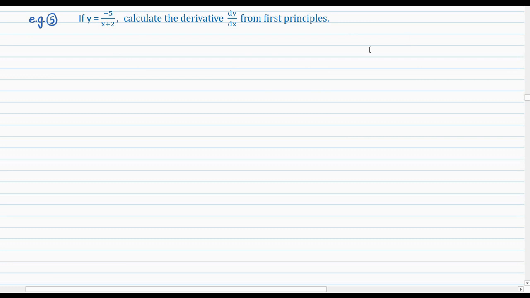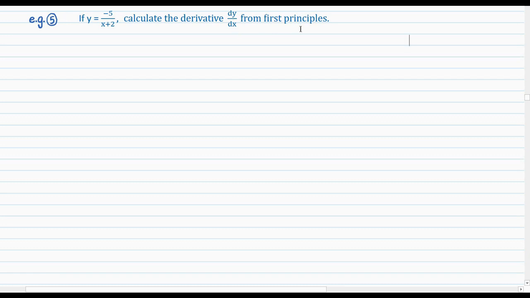Notice the different language used. This time, they ask for the derivative instead of asking for the gradient at a particular point. So they don't want some value, but actually an equation. Also, they indicated the derivative using dy over dx instead of f prime. And lastly, they said from first principles.